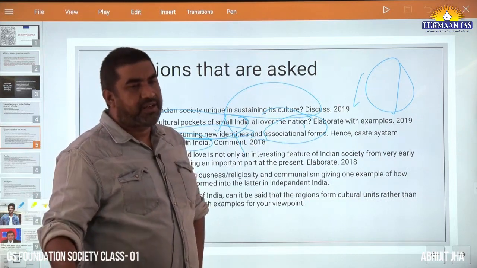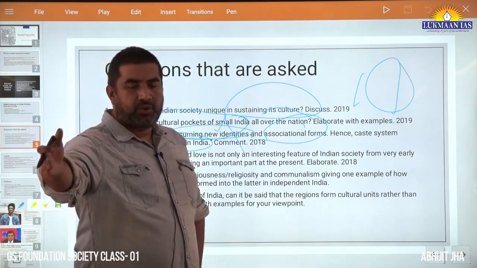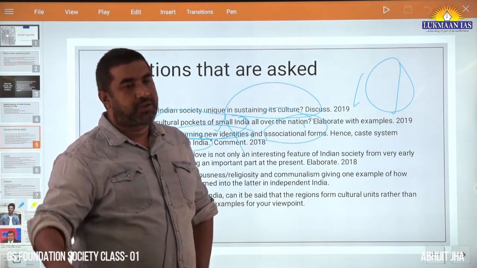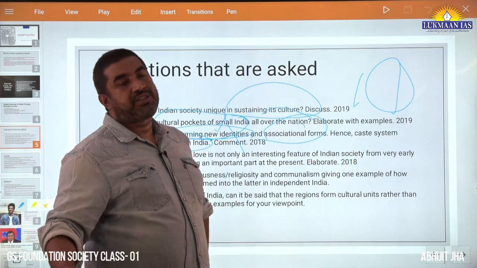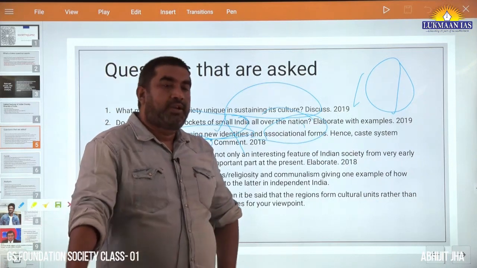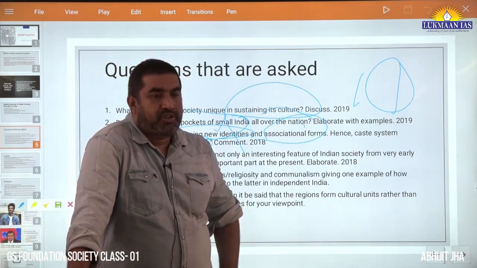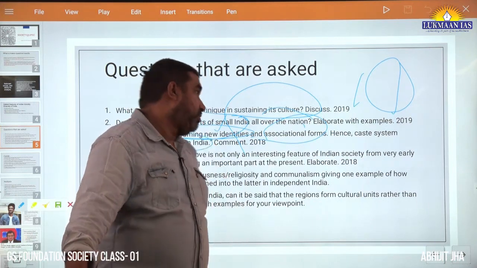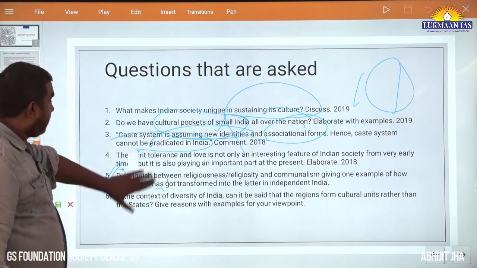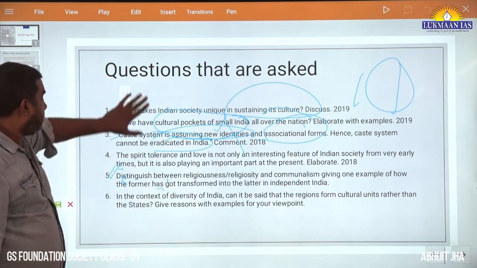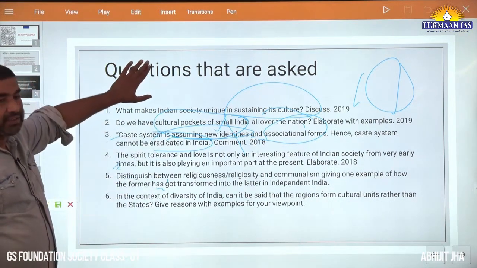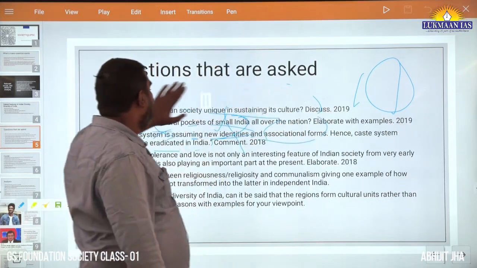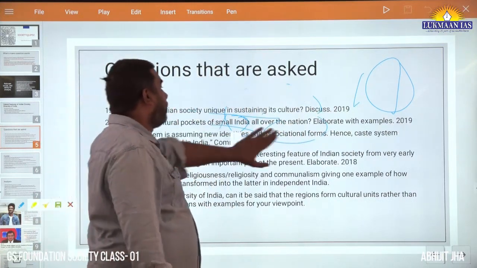Even during the CAA protests or the farmers' law protests, people who were not farmers also participated. It was because of compassion, because of empathy. So again, even if you haven't studied society, you will be able to answer it. But how to answer with succinctness and relevance will be taught.